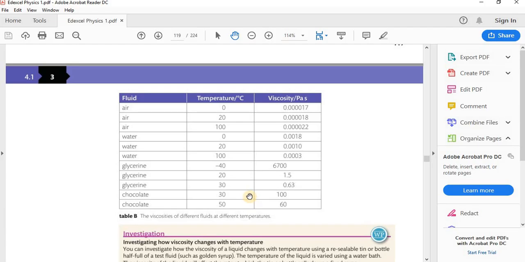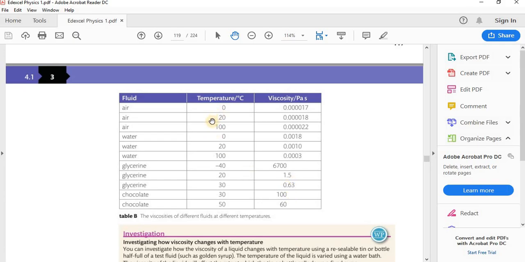And you can also see that here, look at this one, chocolate at 30 degrees Celsius and at 50 degrees Celsius. When the temperature increases, the viscosity decreases, so it flows faster. And even this also you can see, when the temperature increases from -40 to 30, again the viscosity decreases, meaning it can flow faster.